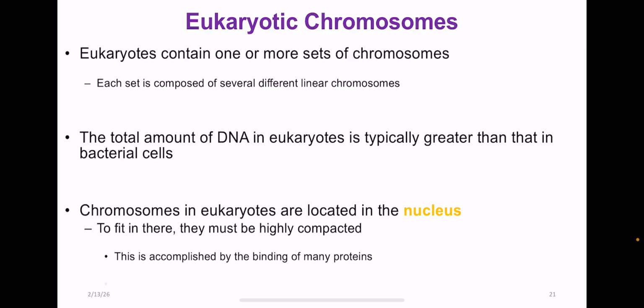I just said that before we actually talked about the compaction. The chromosome has to be fitted into the nucleus. So the compaction is actually done by complexing DNA with proteins, and that's how we fold the DNA. These proteins are called histones. The DNA-protein complex is called chromatin.